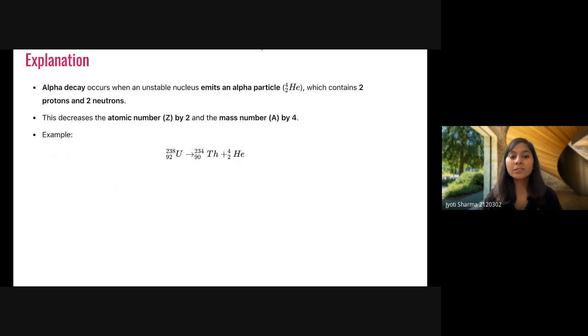Here you can see uranium has atomic number 92 and atomic mass 238. If there is an alpha decay, meaning helium is released, then the remaining will be thorium, and thorium has atomic number 90 and mass number 234.